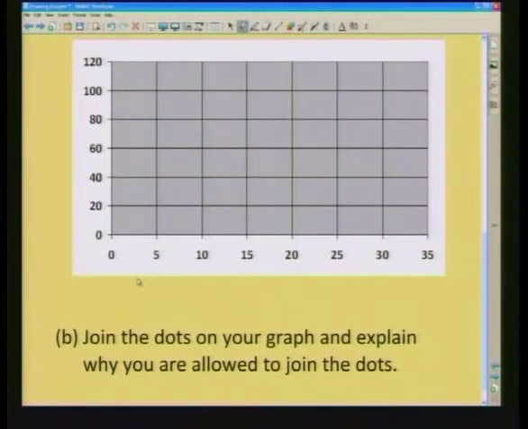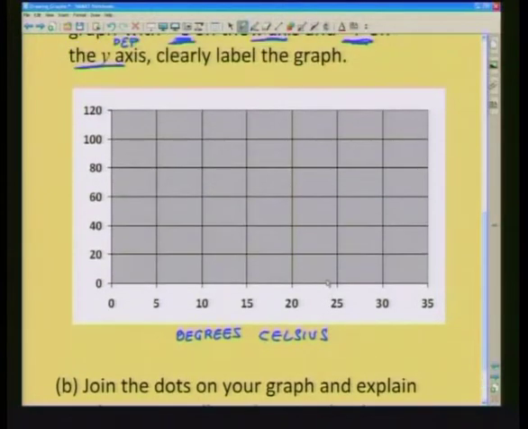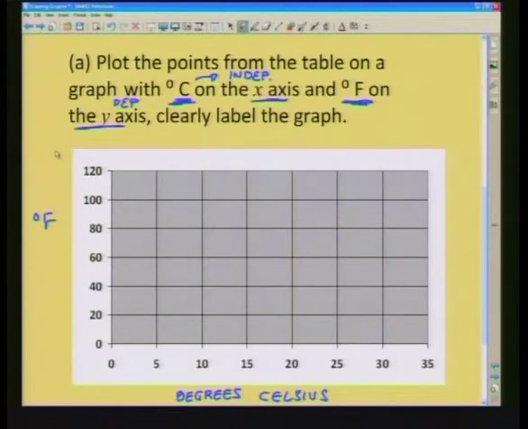We know that degrees Celsius goes on the x-axis. So on my x-axis, I say degrees Celsius. And then on the y-axis, we have degrees Fahrenheit, or you can write it out. And for the title, what are we doing? Well, all we're doing is we're converting from degrees Celsius to degrees Fahrenheit. So that's a suitable title. We can say converting from degrees Celsius to degrees Fahrenheit.